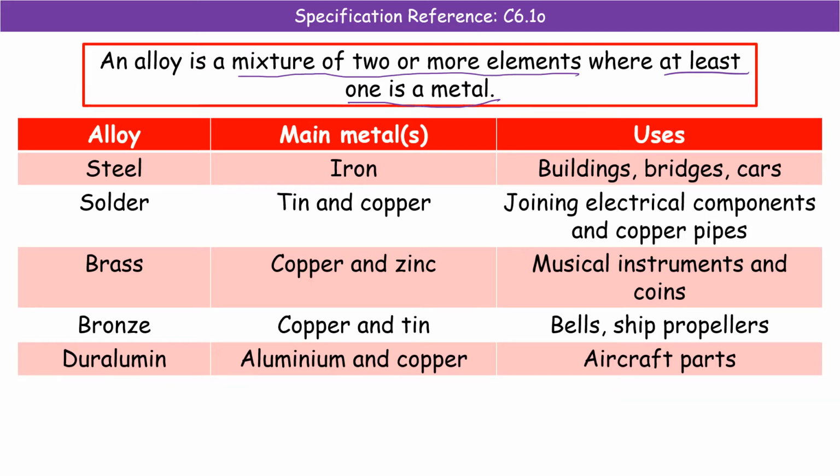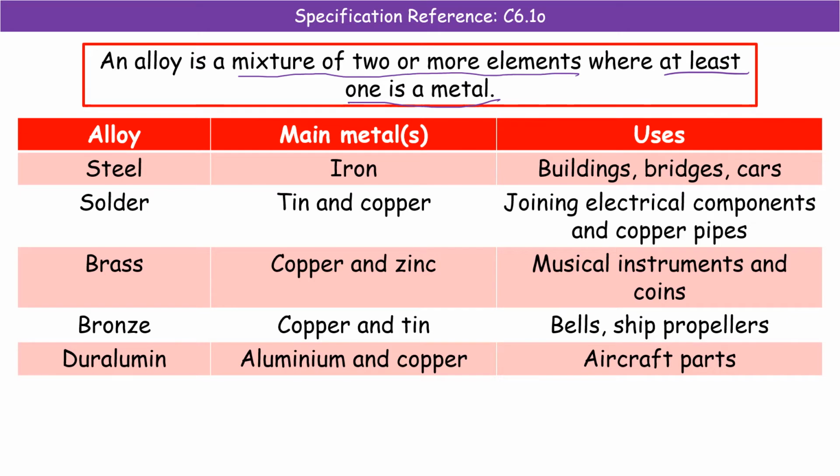There are 5 alloys you need to know. Now by know I mean know their names, know the metals that are involved, and also an idea of their uses. So steel first of all, the main metal there is iron, I hope we know that one, and this is what we use in generally buildings.